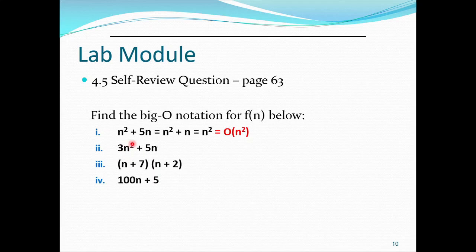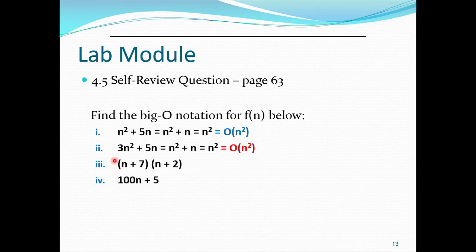Looking at the second expression here, we have 3n squared plus 5n. To apply big O notation, the first step is to remove the coefficients. You remove the 3, remove the 5, and that gives us n squared plus n. Then we apply step 2. That means we remove the smallest and keep the largest. n is smaller than n squared, referring to the term ranking, so we remove the n and that gives us n squared.